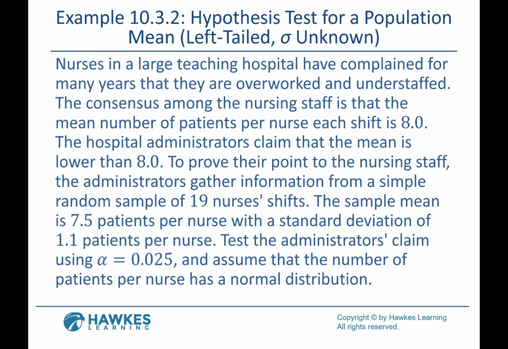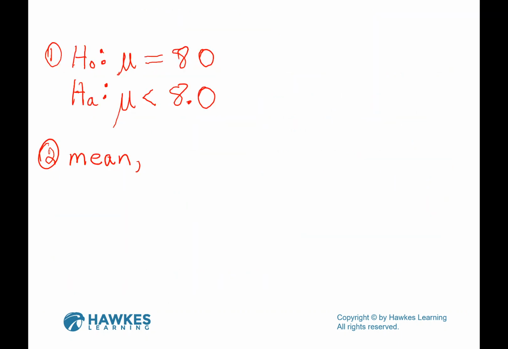The standard deviation it gives us, it says the sample mean is 7.5 with a standard deviation of 1.1 patients per nurse. That's coming from our sample data. If it doesn't say population standard deviation, that means it's giving you sample standard deviation instead, S. So we are in a sigma unknown situation. We don't know the population standard deviation, so sigma is unknown. So we will use T.